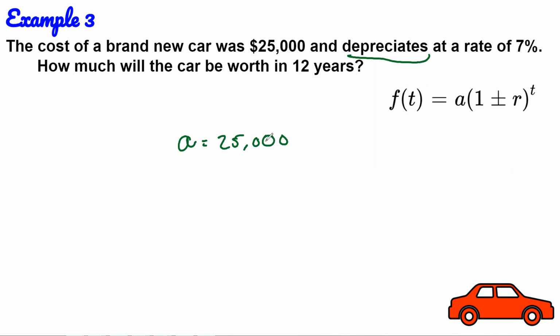Now, what is my rate? Andrea, what is my rate in decimal value? 0.7. Remember that we have to move the decimal twice, 1, 2. So we add that 0 in front of the 7. So my rate is 0.07. All right, and what is the time in this case?